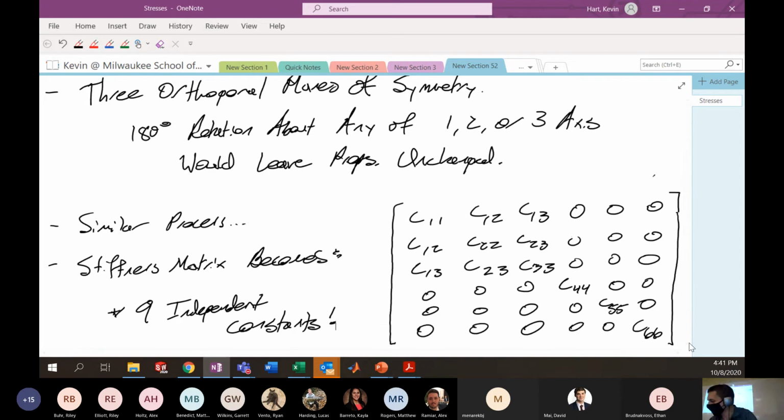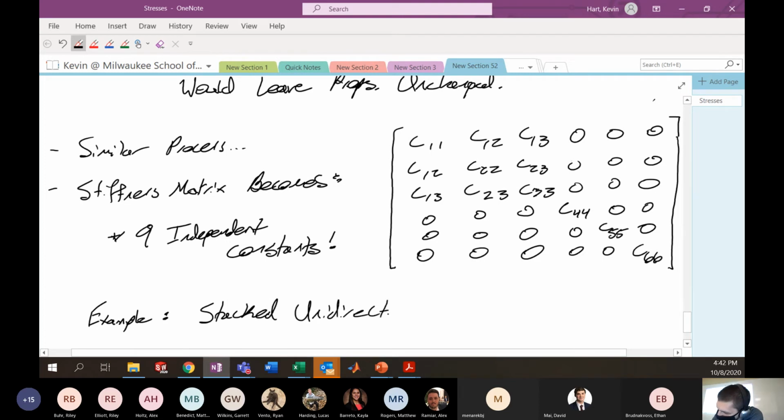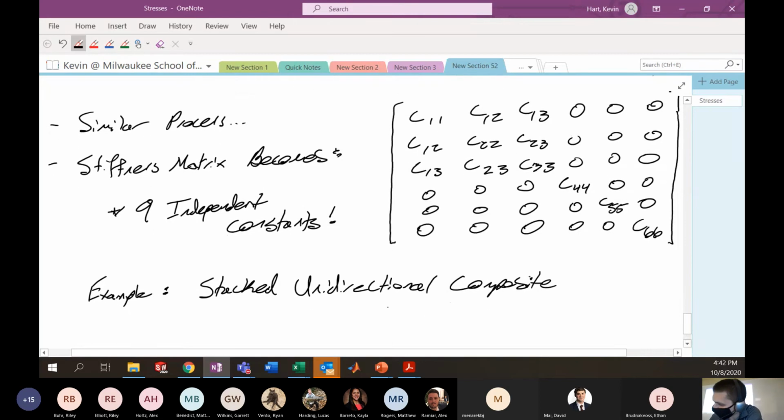All right, 9 independent constants here. So we're whittling our way down. So an example of an orthotropic material would be a stacked unidirectional composite. So stacked unidirectional composites. We sometimes call this a laminate. And by sometimes I mean always.